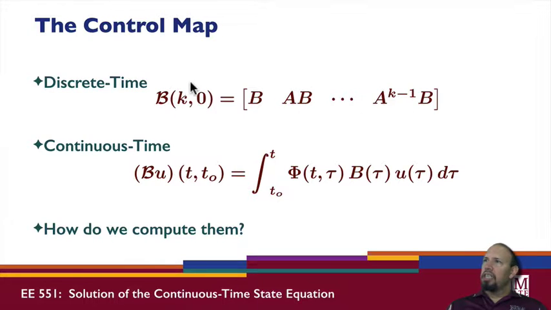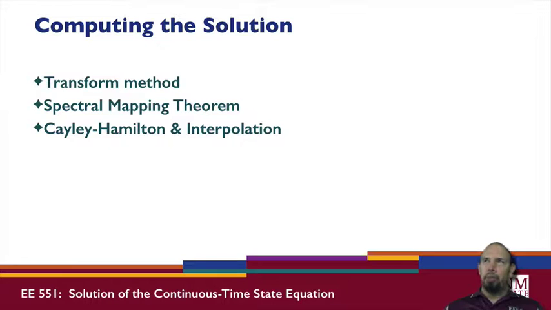So it's clearly the map in terms of how it operates. In discrete time, this is just a matrix multiply. I'm going to take this matrix times the input sequence. Here, I actually have this convolution, so it's definitely more complicated in continuous time. Now, how do we compute solutions? Well, again, we have the three methods that we can use to solve this.